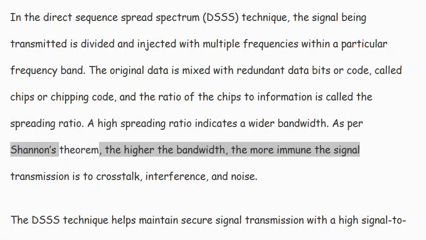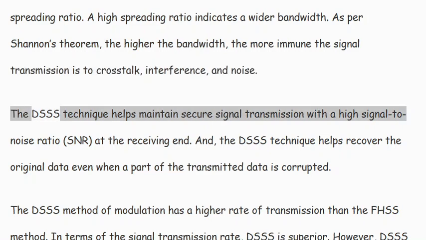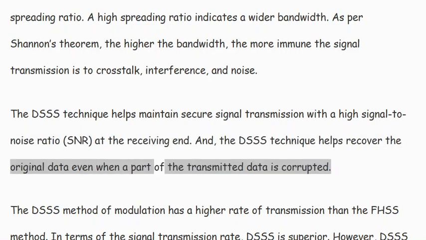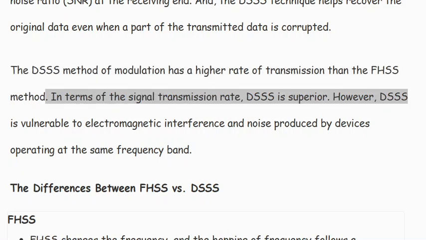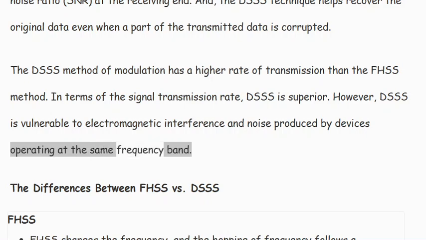As per Shannon's theorem, the higher the bandwidth, the more immune the signal transmission is to crosstalk, interference, and noise. The DSSS technique helps maintain secure signal transmission with a high signal-to-noise ratio (SNR) at the receiving end. And the DSSS technique helps recover the original data even when a part of the transmitted data is corrupted. The DSSS method of modulation has a higher rate of transmission than the FHSS method. In terms of the signal transmission rate, DSSS is superior. However, DSSS is vulnerable to electromagnetic interference and noise produced by devices operating at the same frequency band.